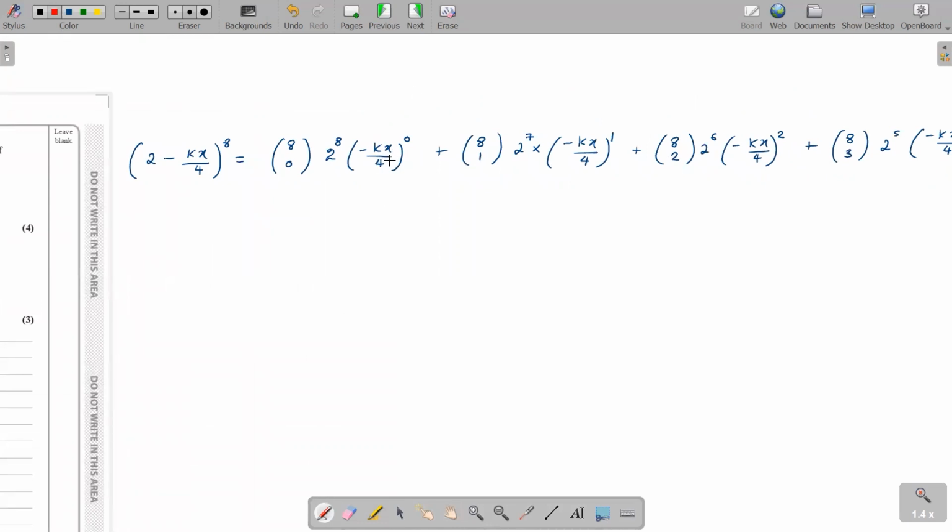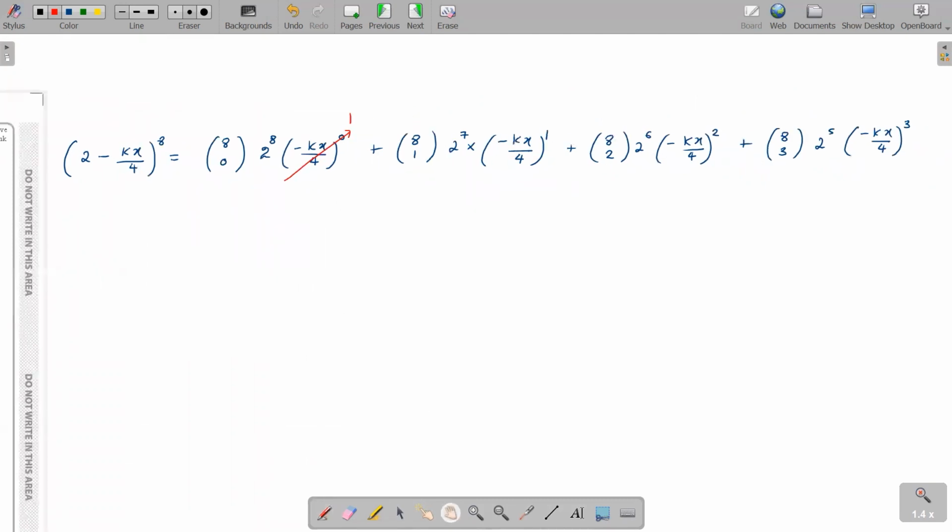(Minus kx over 4) to the power 0. Any number to the power of 0 is 1. Okay, so simplify: how much is 8c0? Get the calculator. Let's type it: 8c0 is 1, right? 8c0 is 1. 2 to the power 8 is 256. So 1 times 256 gives me 256. Okay, so for the other terms, just take the calculator and we'll start typing.